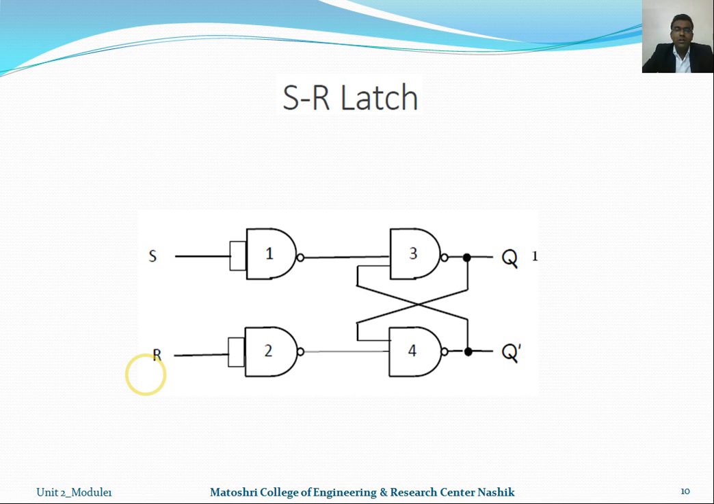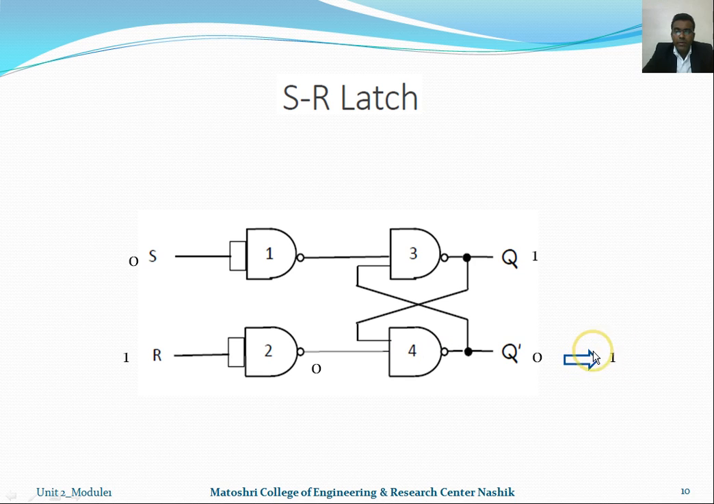Now let's move to another case. Let's again assume the previous output Q is equal to 1 and Q complement is 0, and now we apply S equal to 0 and R equal to 1. When R is equal to 1, the second NAND gate is triggered first and generates the output 0. So one input of the fourth NAND gate becomes 0, and the other input from Q is already 1. So 1 NAND 0 gives Q complement as 1.